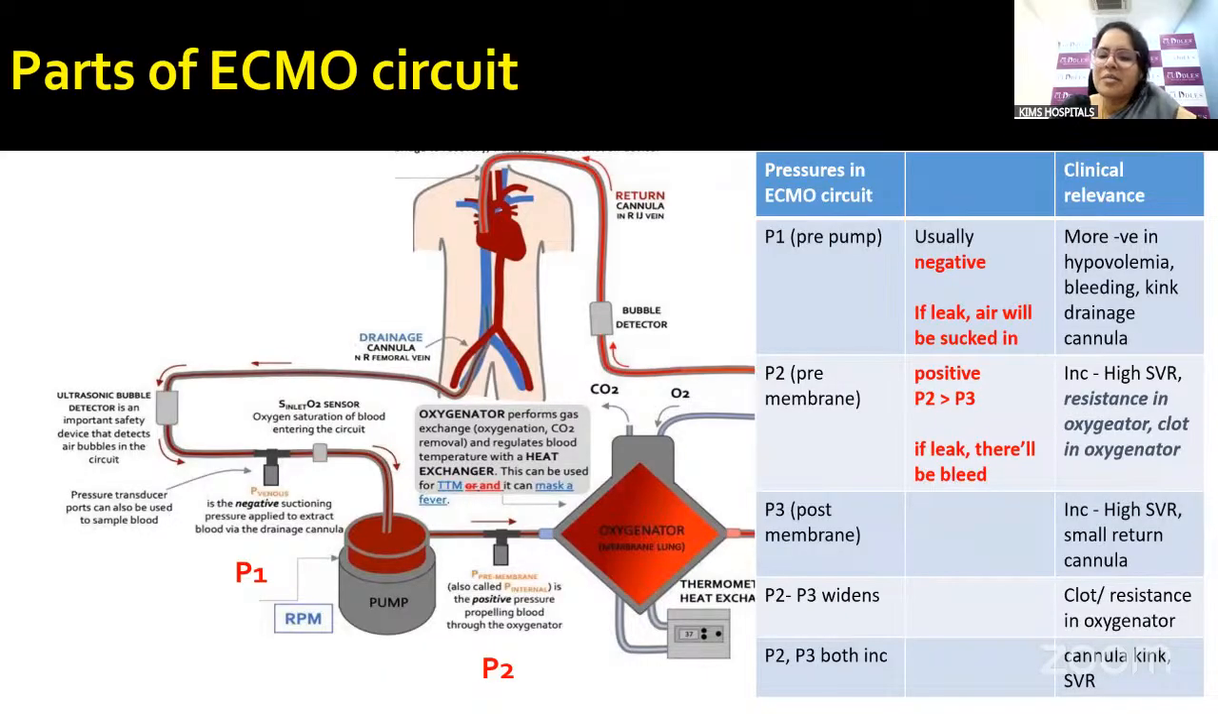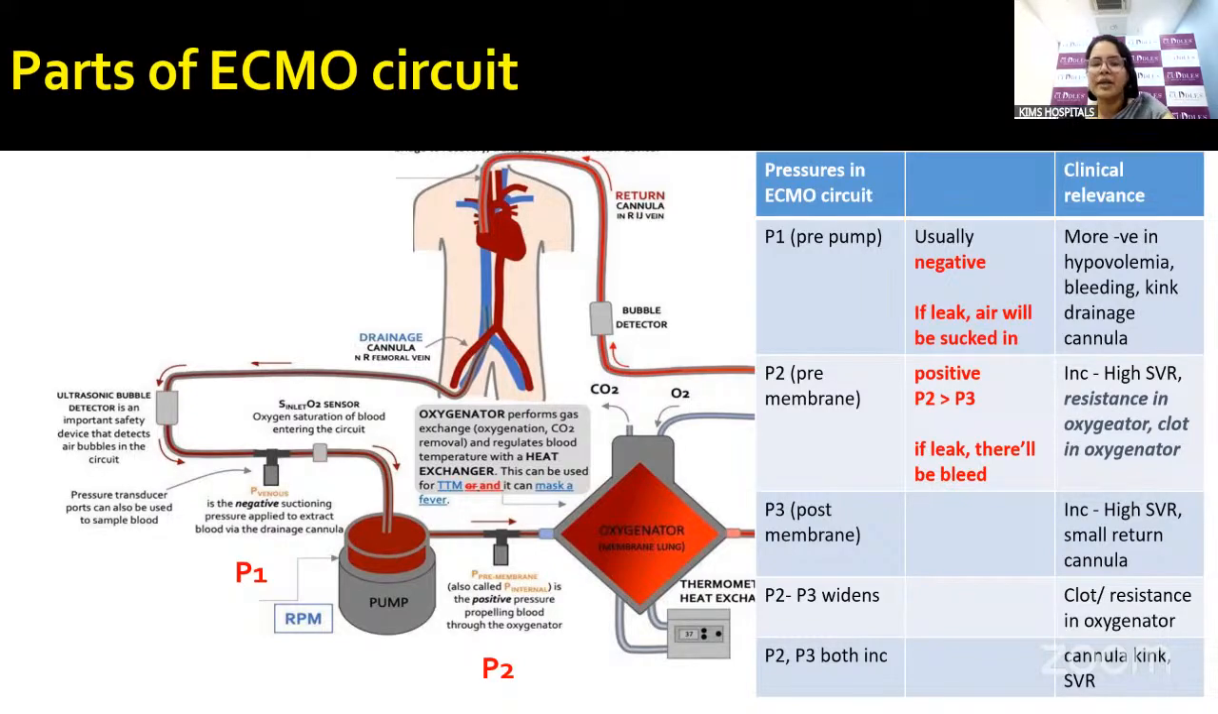It can sometimes also be seen because of increased systemic vascular resistance, like a very high dose of inotropes or vasoconstriction. So in these cases, when P2 and P3 both are increasing and the blood flows are declining in the circuit, one may have to think of looking for any clot or obstruction in the return cannula, or trying to use some degree of systemic vasodilatation.